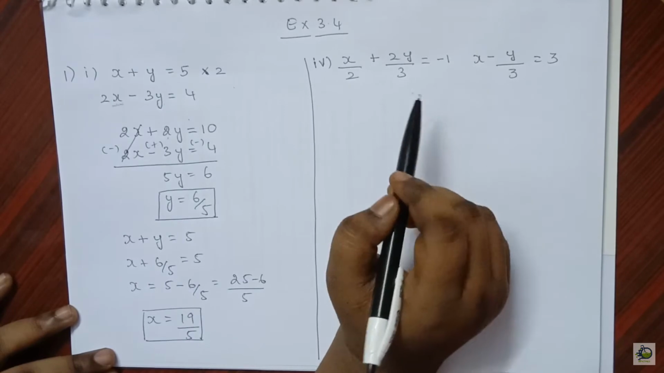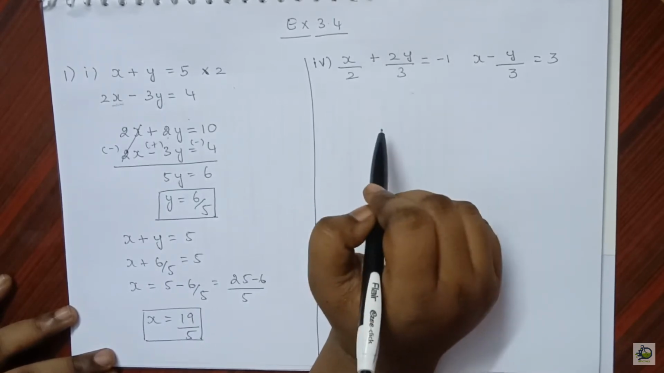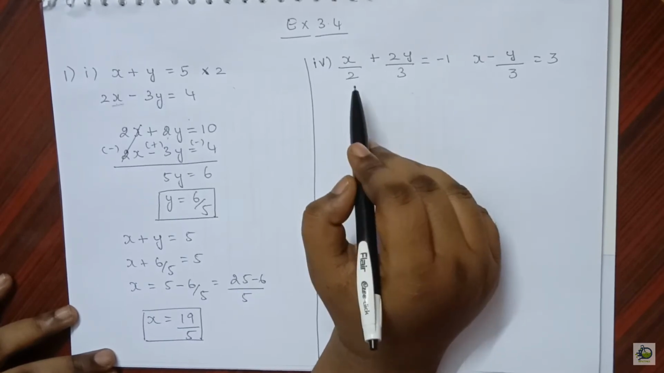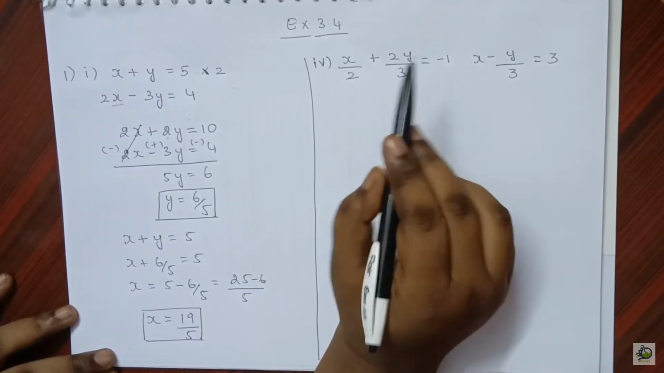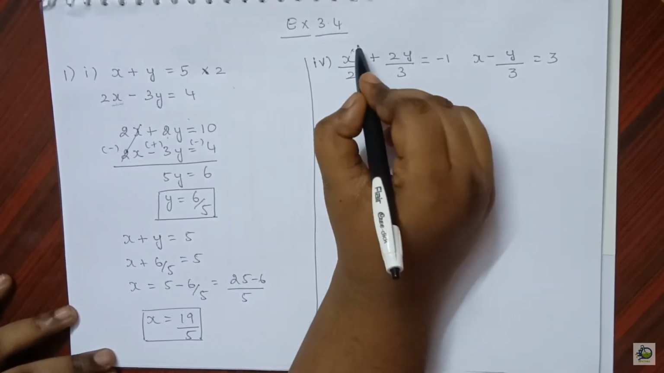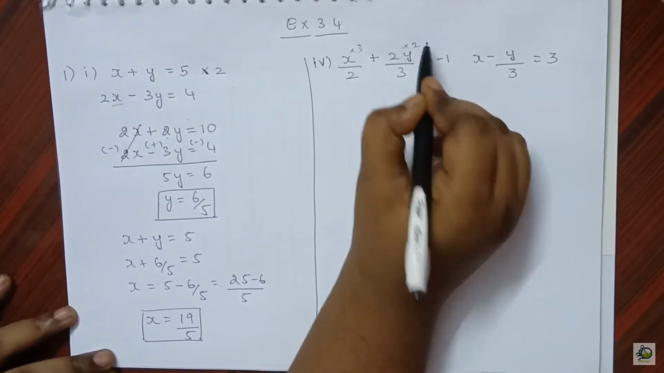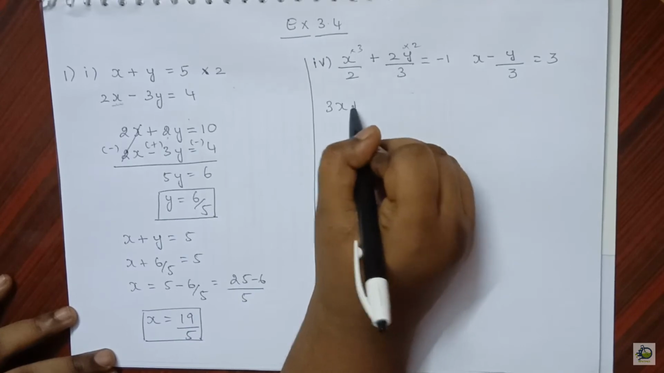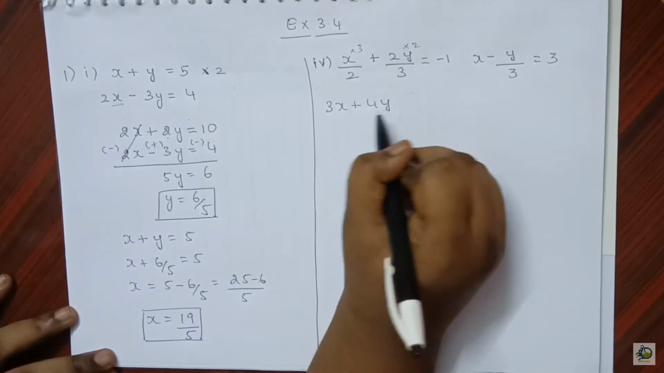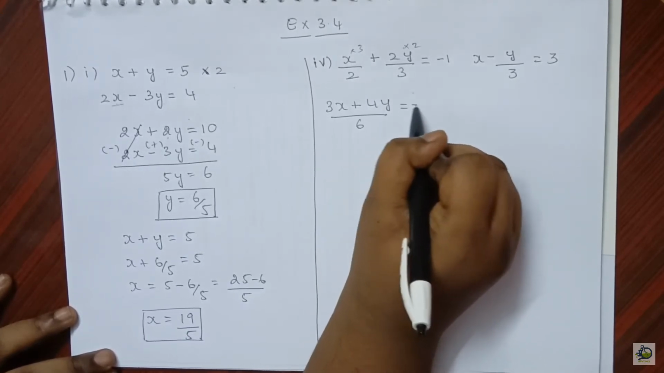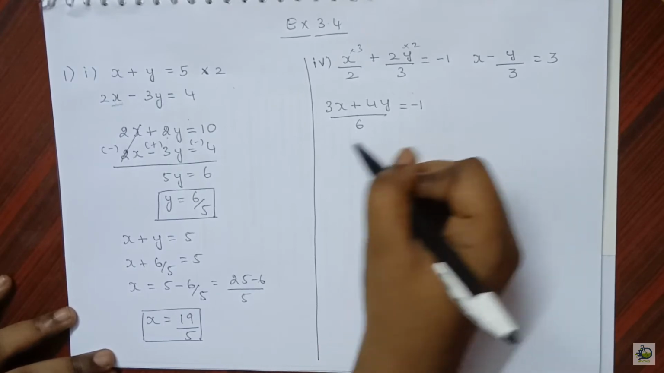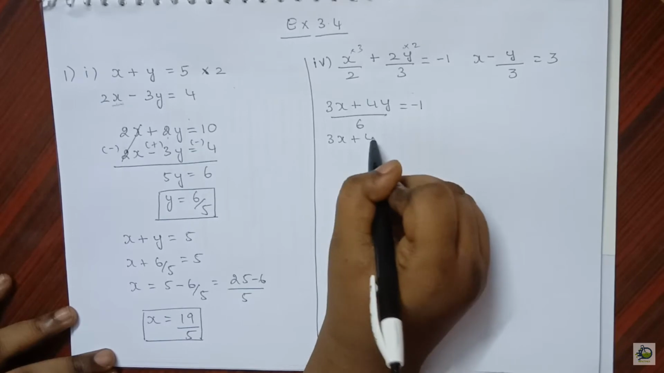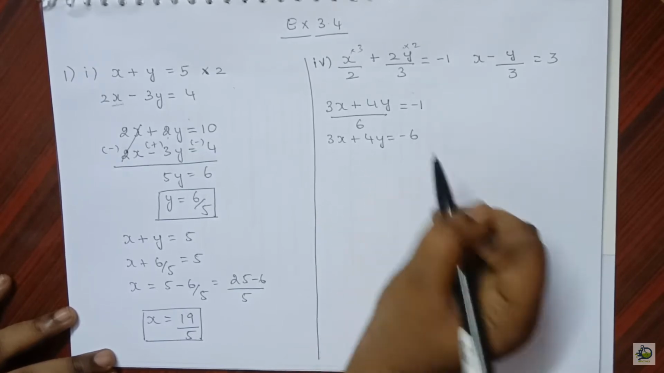Here, first I have to simplify this equation in a single line. So I have to take the LCM. For 2 and 3 the LCM is 6. So I have to multiply this by 3 and multiply this by 2. So when I multiply accordingly, I will be getting (3x plus 4y) divided by 6 equal to minus 1. When I bring this 6 here, I will be getting 3x plus 4y equal to minus 6.